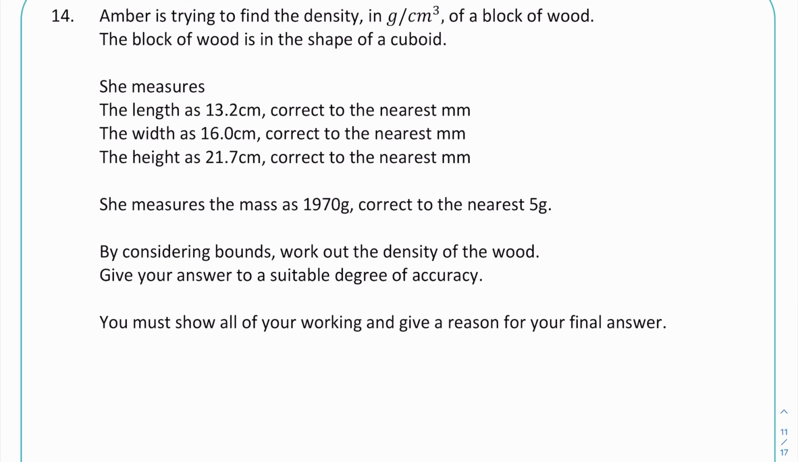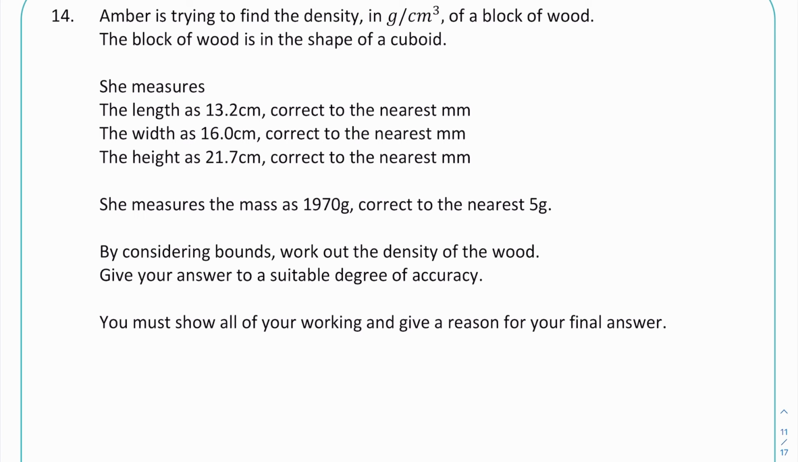Okay, on to question 14. So it says here, Amber is trying to find the density in grams per centimetre cubed of a block of wood, and the block of wood is in the shape of a cuboid. I'm just noticing already it's not given us a picture of the cuboid. She measures the length as 13.2, correct to the nearest millimetre, the width as 16.0, and the height is 21.7, and they're all correct to the nearest millimetre.